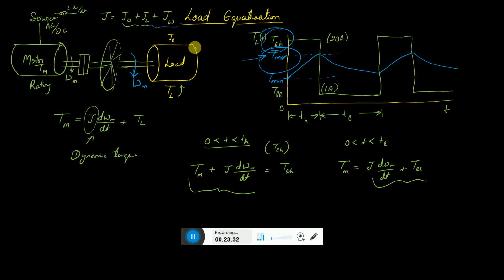So with this we have completed load equalization, and this is what we call load equalization, so that the fluctuation of the load is decreased.